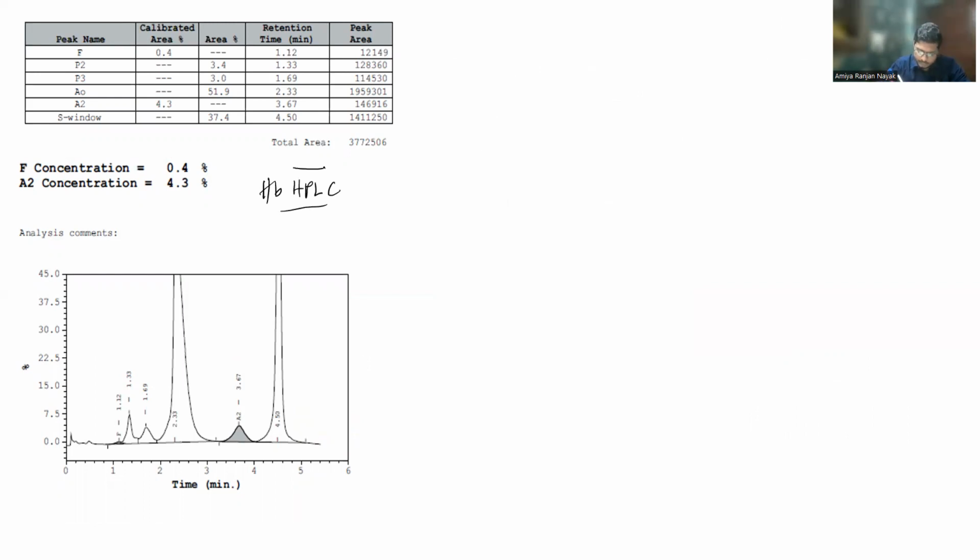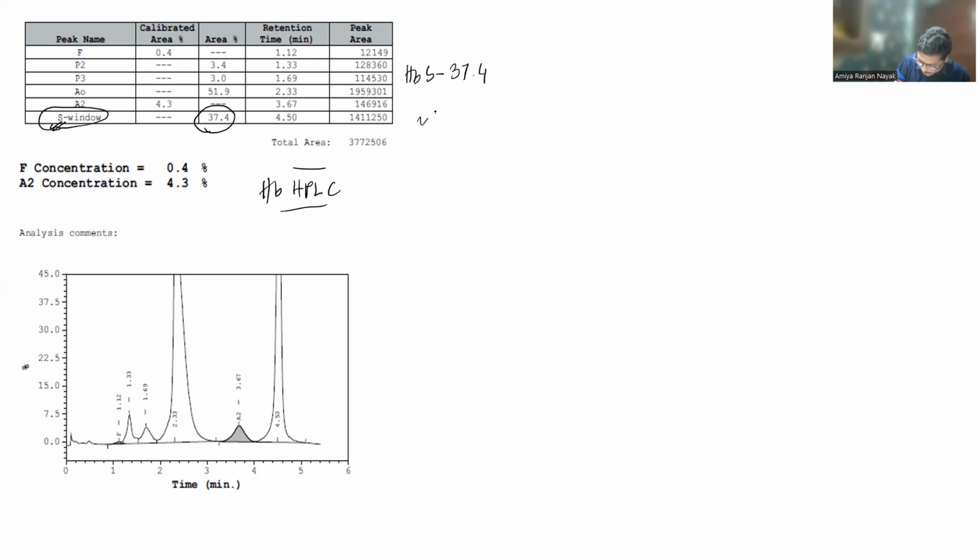In this, as you can see here, you can see the various peaks, and all these peaks will correspond to a particular type of hemoglobin, depending on their retention time. Now, all those details are not important. What is important is the percentage of the various hemoglobins that we are going to get. I will not discuss these things in great detail because it's not important at this point of time. If you see the S window, you are having 37.4%. That means hemoglobin S is around 37.4%.